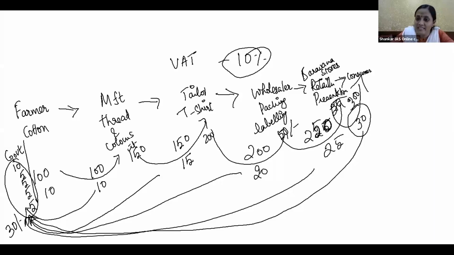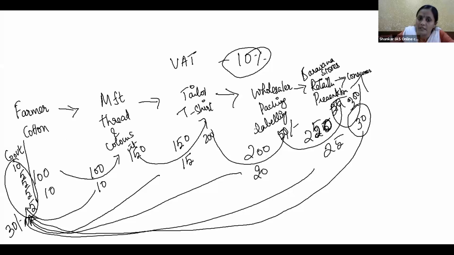See, at every stage what you have to calculate is what is my contribution to the product. To that value only you have to pay the taxation. So the manufacturer added 50 rupees, so he paid only 5 rupees. So he retained back that 10 rupees. Right? The tailor paid 15 rupees and he collected 20 rupees from the wholesaler. He paid 5 rupees and he retained back this 50 rupees.